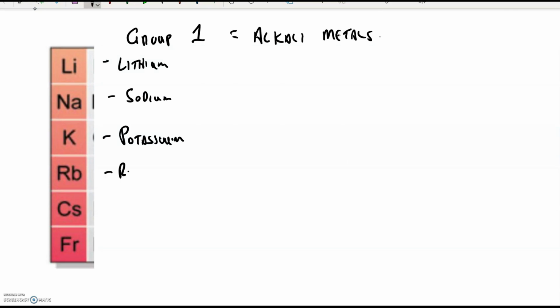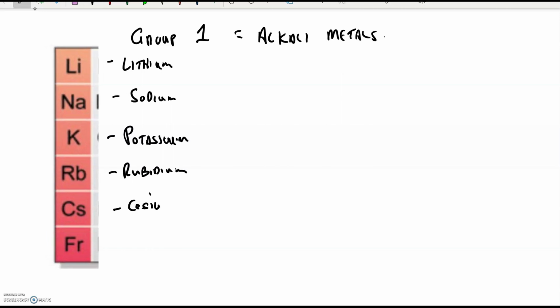This is something called rubidium. This is something called cesium, and this is something called francium. And rather than telling you what it is that they do, I thought I'd show you this neat video clip that does it better than I ever could. So let's take a look.